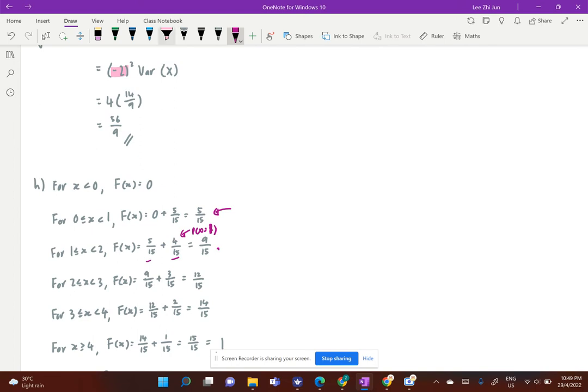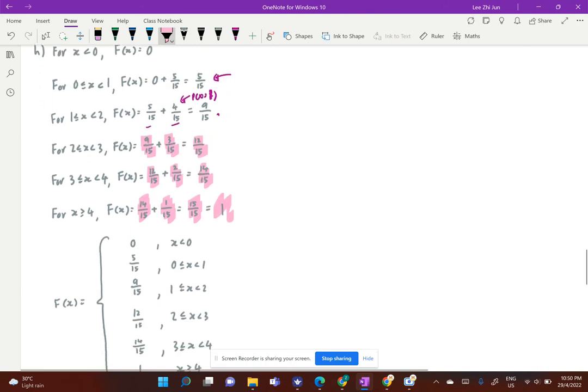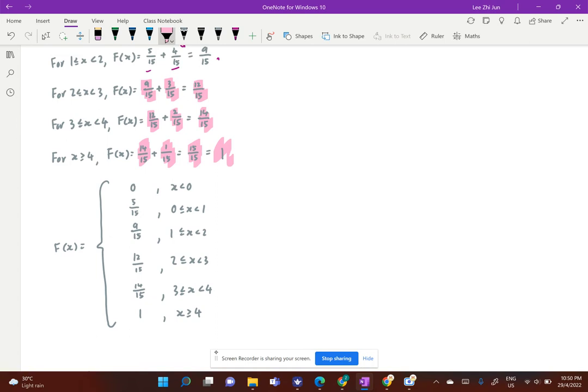As you can see, you just add the previous cumulative value with the new probability. So you will get 12 per 15, then this 12 per 15 plus 2 per 15 gives 14 per 15. And lastly this 14 per 15 plus 1 per 15, so I'll get 15 per 15, which equals 1. So I'll construct it like this.